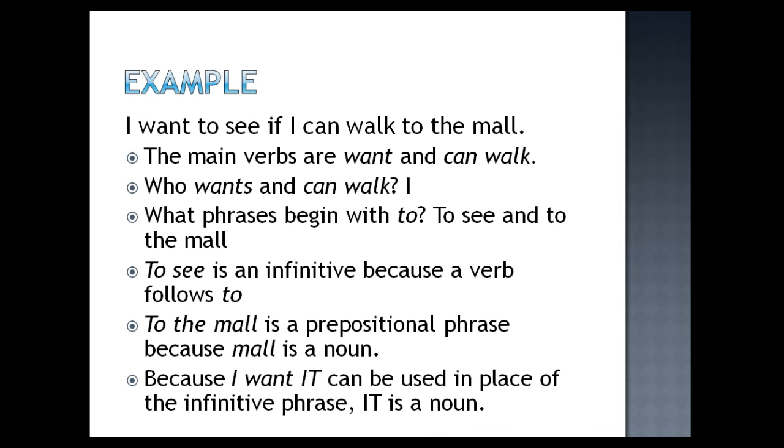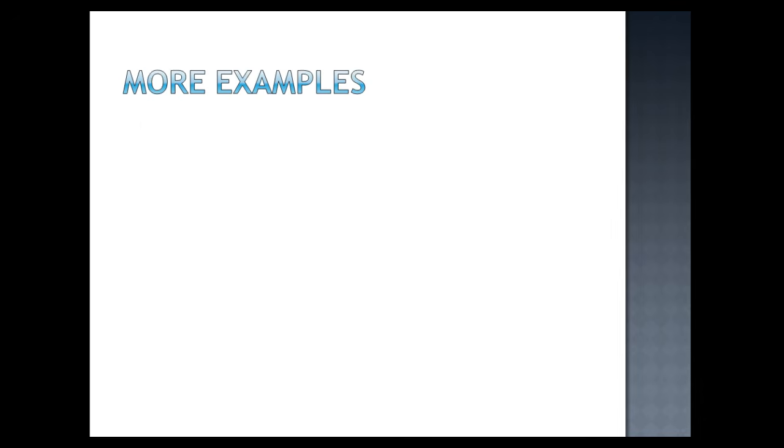Because I want it, it can be used in place of the infinitive phrase. It is a noun. So we want to say to see what? To see if I can walk to the mall. That whole rest of the sentence is actually part of that infinitive phrase. We can look at other things in terms of grammar, but for right now, all we have to decide is what kind of infinitive phrase it is. In this case, it works, therefore it is a noun.